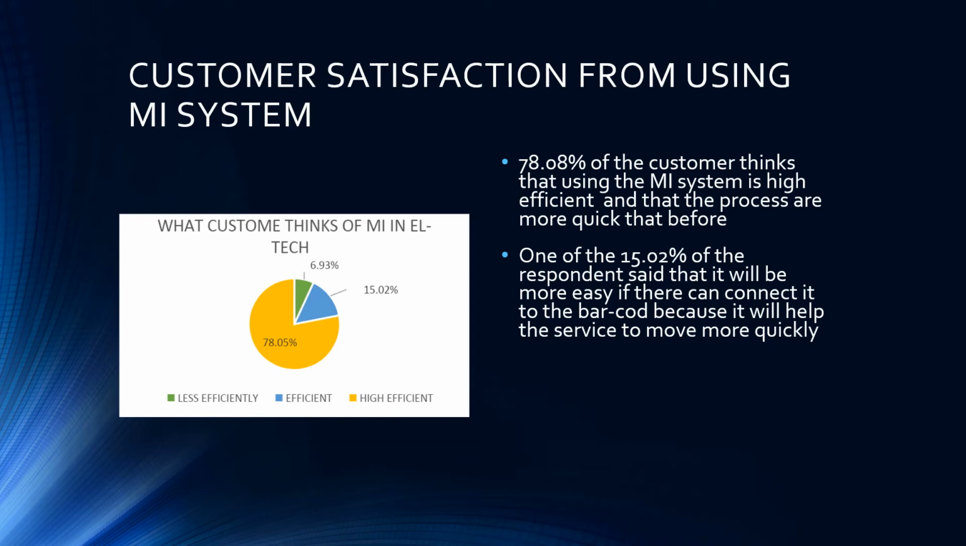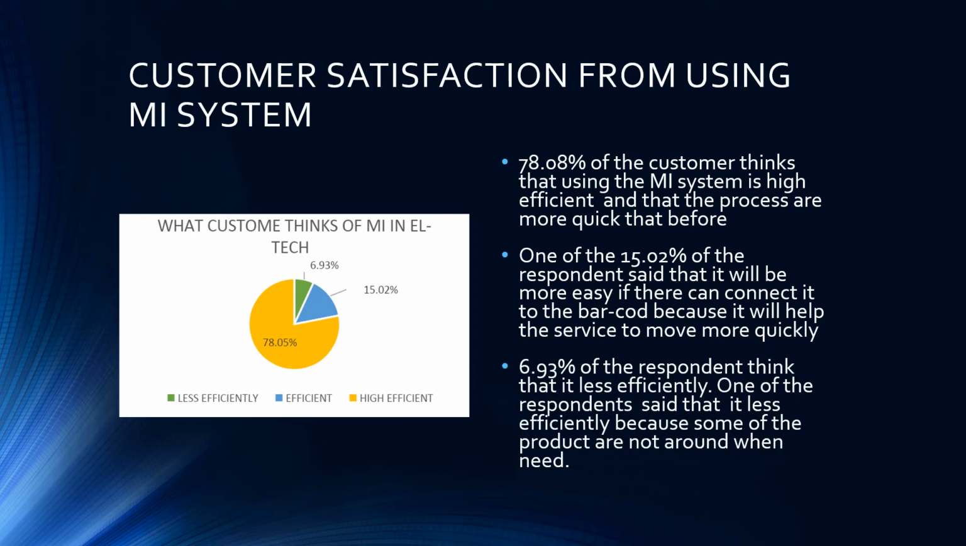So 15% of the respondents say that it would be easier if they could connect it to the barcode, because it will help the service to move more quickly. With a barcode, you just scan the barcode that you have on a product, then you have all the information about it. You can even see if you have enough in stock for the customer to buy. Those 15% are the ones who say it was efficient, but that it was missing something, the barcode, that would make it quicker than it is at this time.